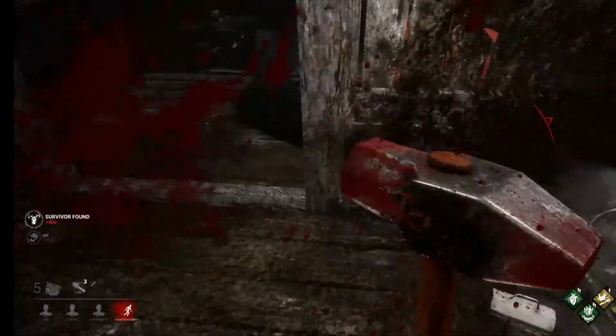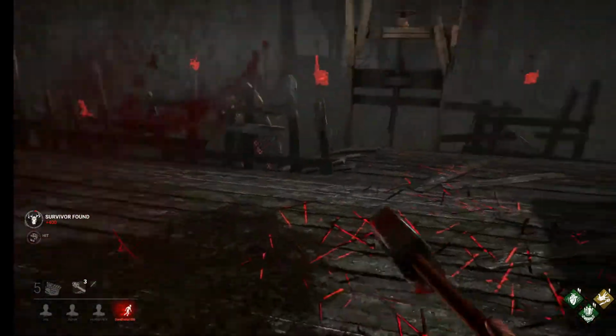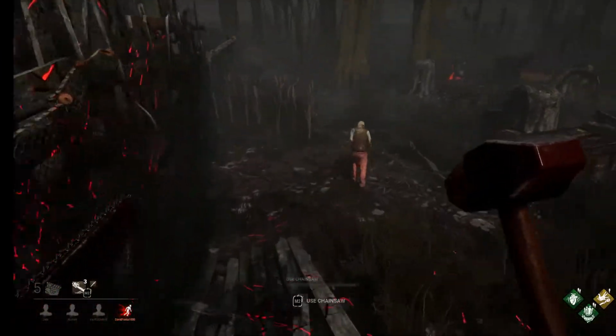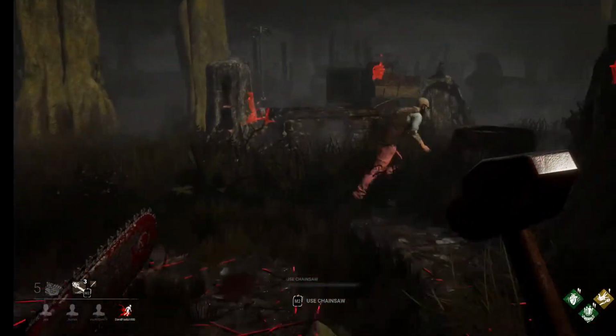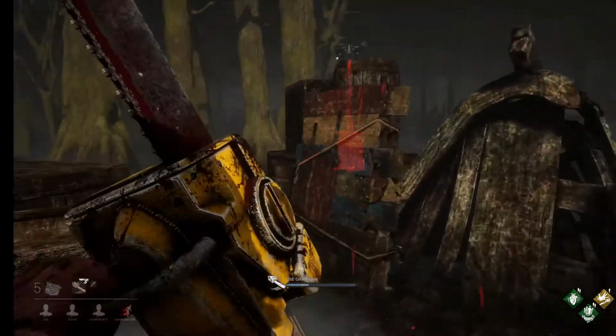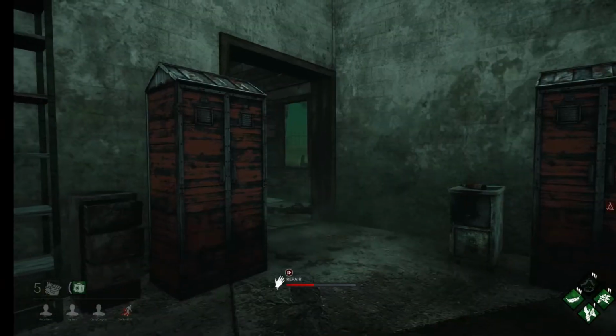The blood trail. The blood trail is puddles of blood that survivors leave behind when injured to allow the killer to track the injured survivor.